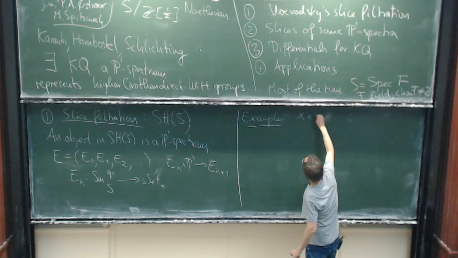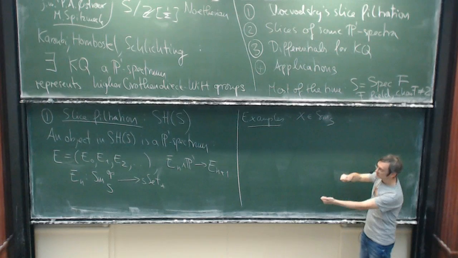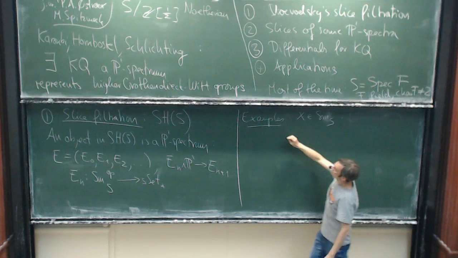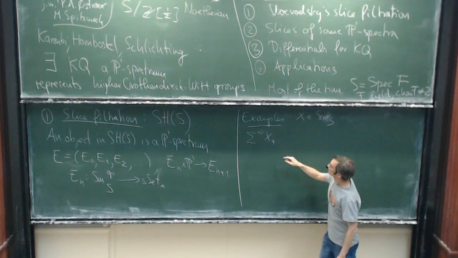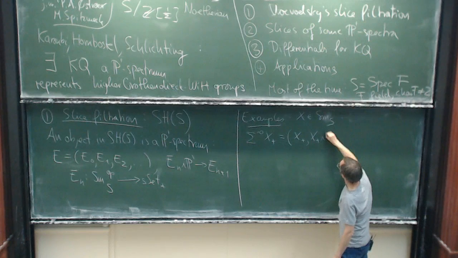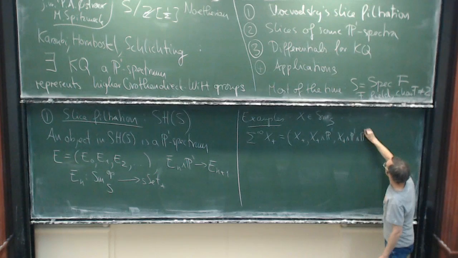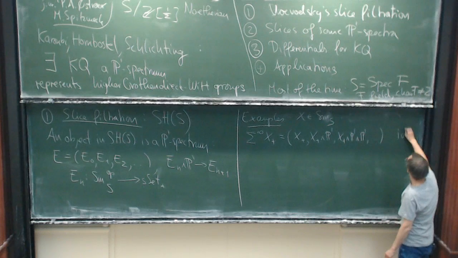If you have a smooth S-scheme, so I should actually write down some morphism to S, but I'll write it down this way. Then you get a suspension spectrum. Here's X with a disjoint base point. This means that you start with X plus, and then you have X plus smash P1, and X plus smash P1, smash P1, and so on. And you have these bonding maps, and the bonding maps are all identities.